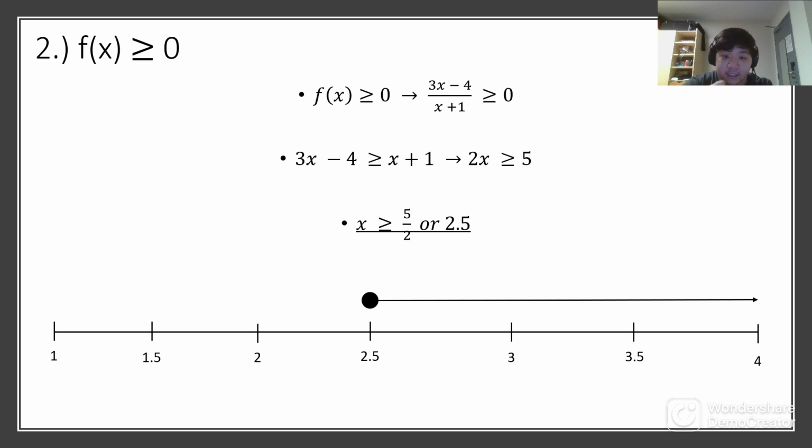Now, why is the spot blackened, or basically filled with color? If the spot weren't filled with color, that means x is supposed to be greater than. But the symbol that we use is x is greater than or equal to. That's why the spot needs to be filled. And it is said that x is greater than or equal to 5 over 2, or 2.5. So that means the arrow is supposed to move forward from 2.5. And that should conclude the last part of the question.